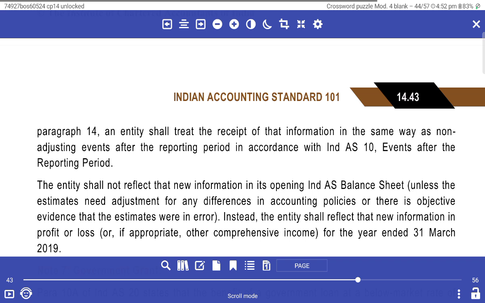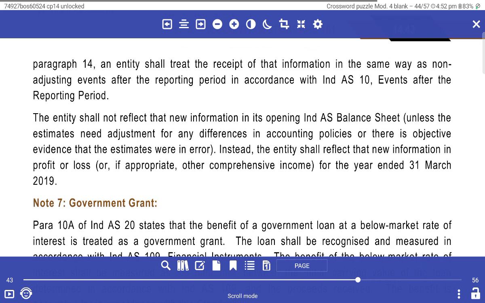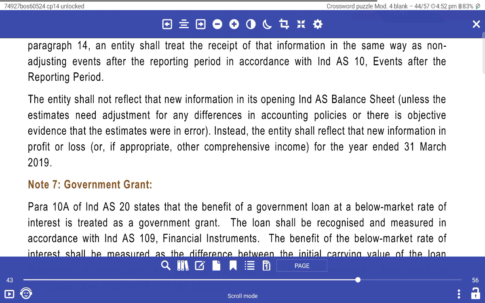An entity shall treat the receipt of information the same way as a non-adjusting event after the reporting period in accordance with Ind AS 10, Events after the Reporting Period. The entity shall not reflect the information in the opening Ind AS balance sheet unless the estimate needs adjustment for a difference in accounting policy or there is objective evidence of an estimate error. Instead, the entity shall reflect the new information in the profit and loss account or other comprehensive income in the year ended 31st March 2019.